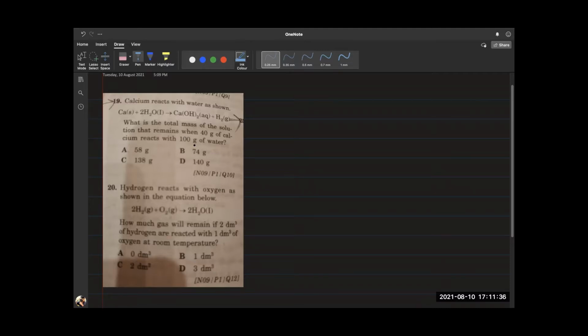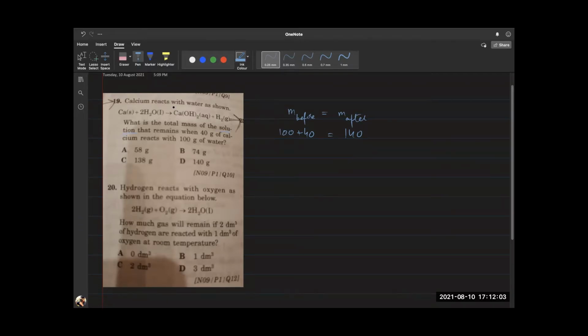of water? Now, the first thing you need to understand about this is that mass doesn't change during a reaction. The law of conservation of mass tells us that the mass before a reaction is the same as the mass after the reaction. That means if you had 100 plus 40 in the beginning, you should have 140 at the end. But they're not asking about the total mass. They're asking about the total mass of the solution.